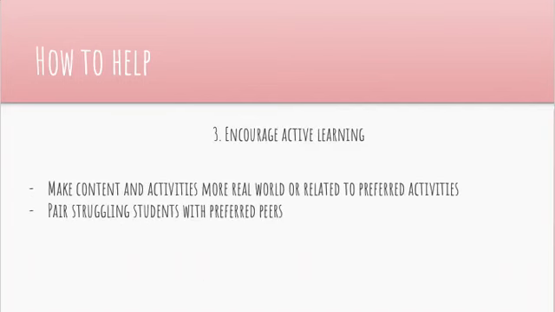So the second one is to encourage active learning. So to get those struggling students engaged in the course, you want to make that content and activities more real world to them, or relate it more to their preferred activities. If they like sports, you can talk about the geography and the landscapes around different sports arenas or things like that. And also pairing the struggling students with preferred peers.